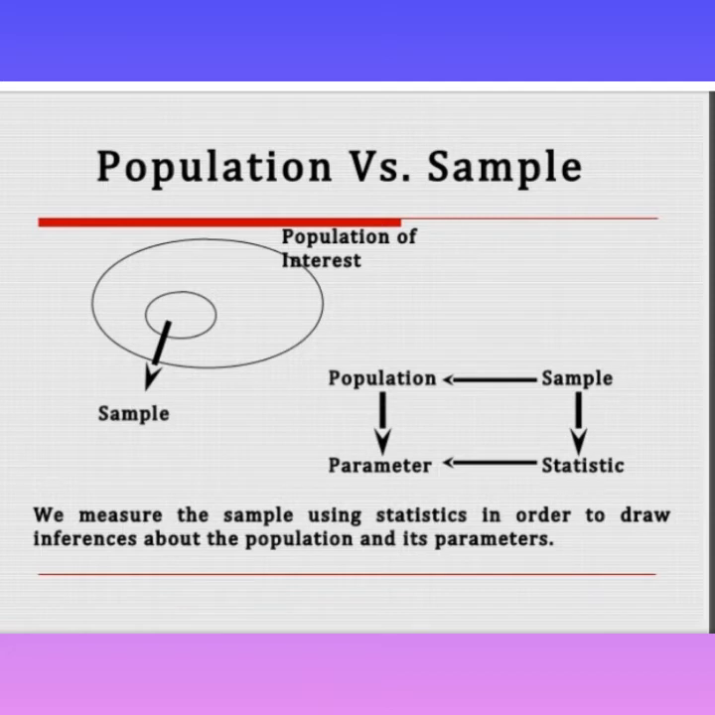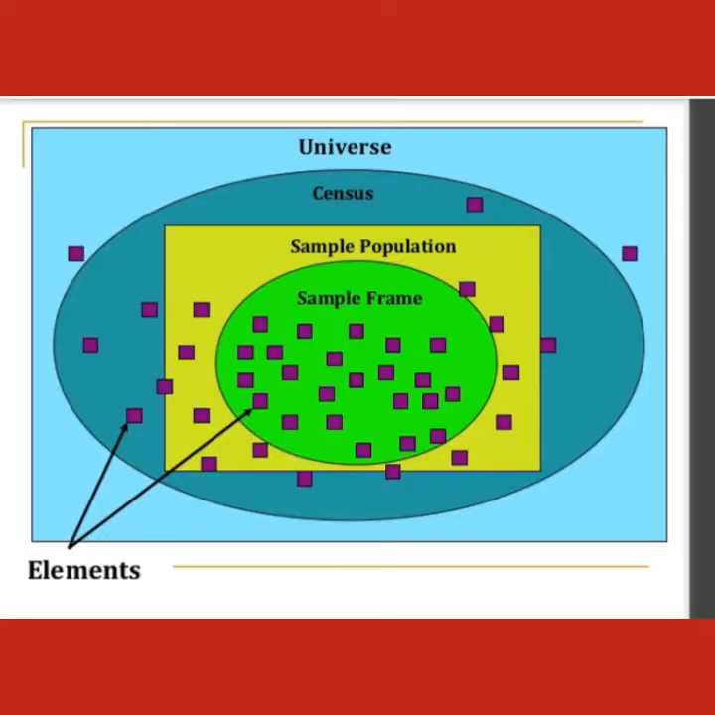So what is population? The entire group of the people of interest from whom the researcher needs to obtain the information. That we can consider as a population. And element means it's a sampling unit. It is one unit from a population.